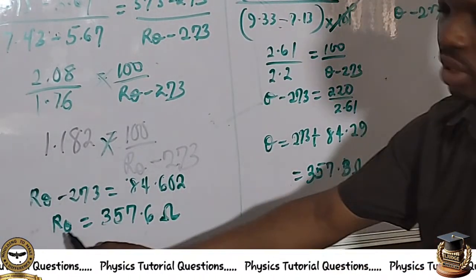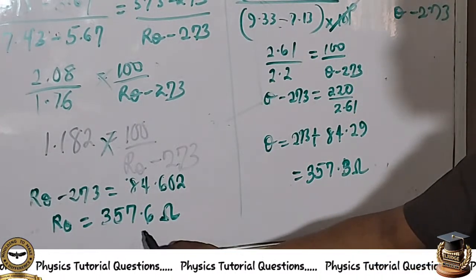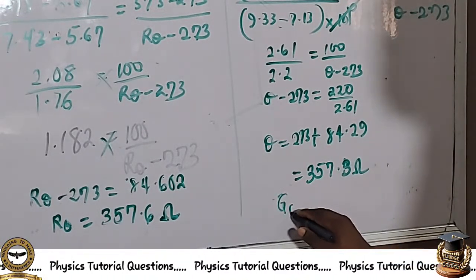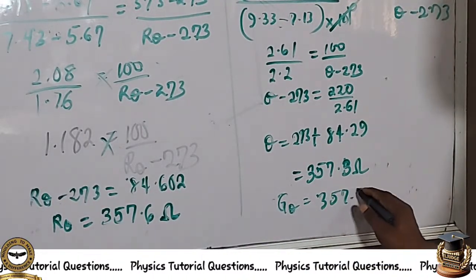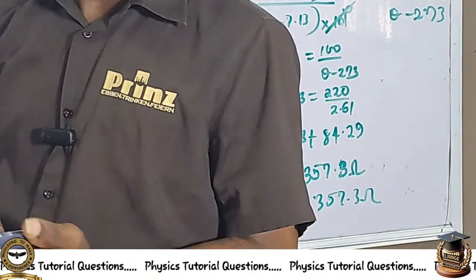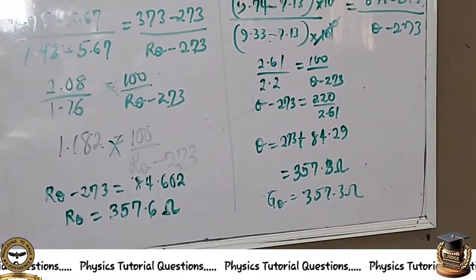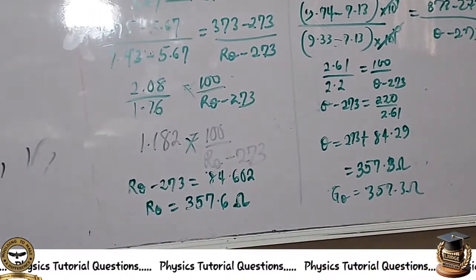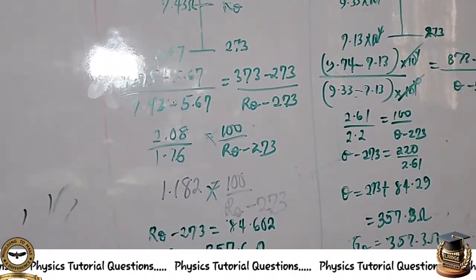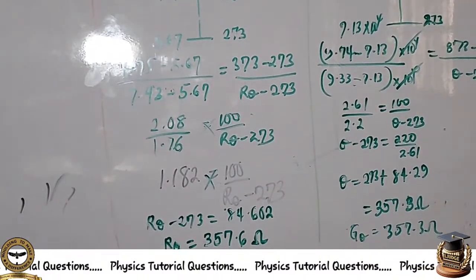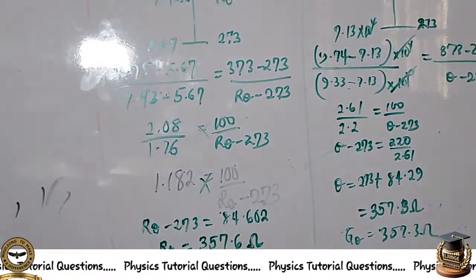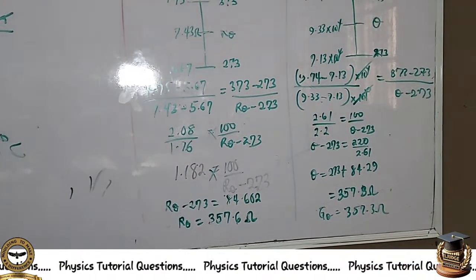For the resistance thermometer we had 357.6 ohms. For the gas thermometer we have 357.3 ohms. Of course, we know that the gas thermometer is more accurate than the resistance thermometer, because the most accurate type of thermometer is the gas thermometer. So that means there's an error in this. This is 357.6 and this is 357.3. So let us calculate the error.